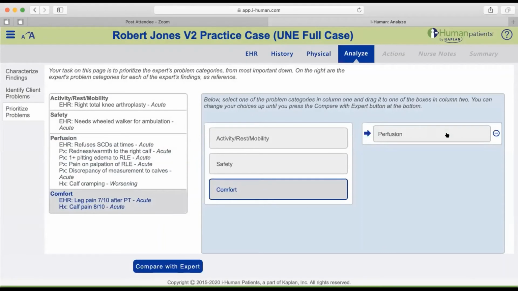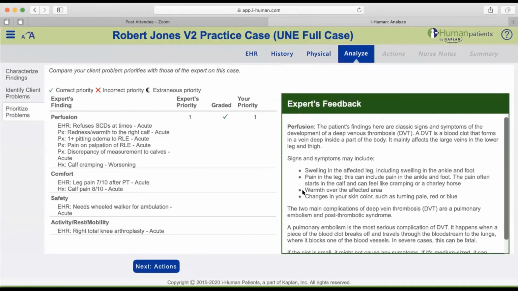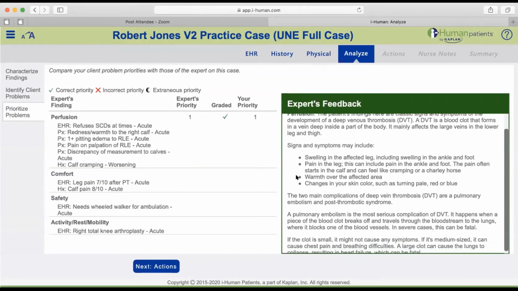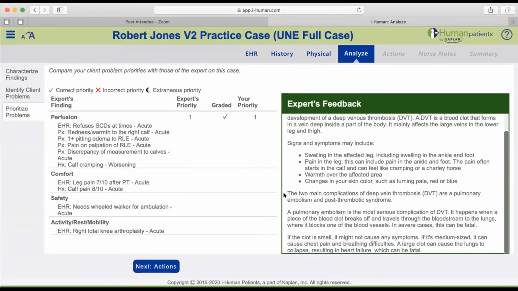In this case, we only prioritize one. In other cases, you might prioritize 2, 3, or even 4. We compare with the expert and are given written feedback as far as why it is a priority. Now your students get information about a DVT. So what are the signs and symptoms? What are the complications? Hopefully your student had been thinking about this all along, but here we have both content feedback as well as application.